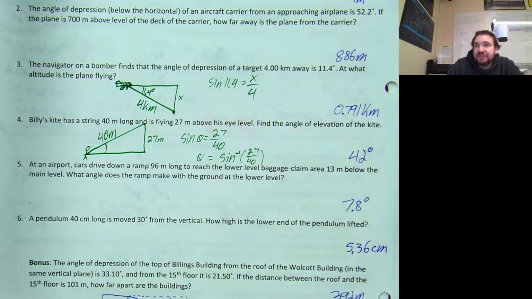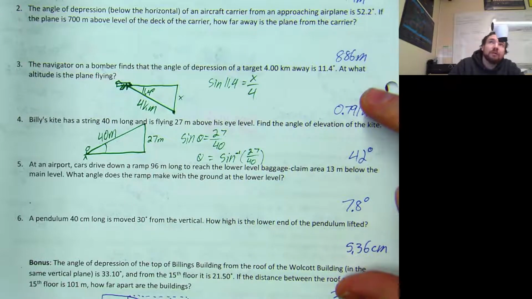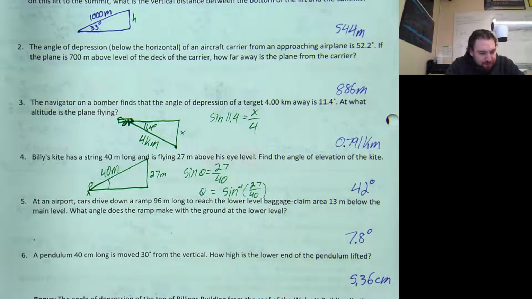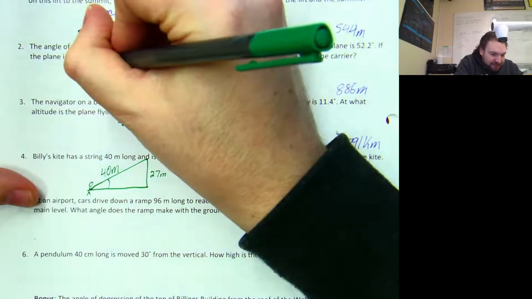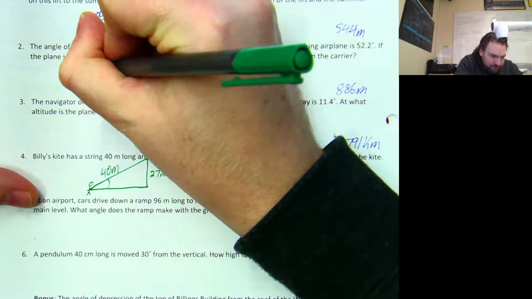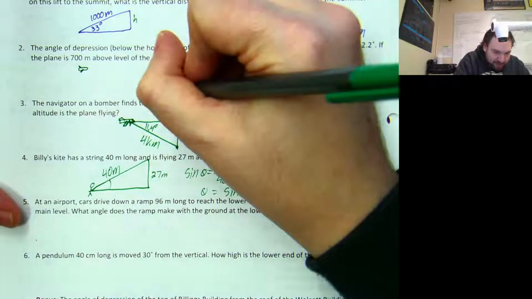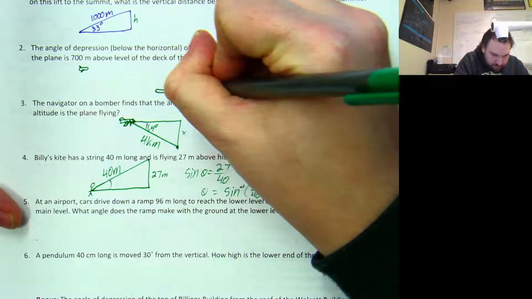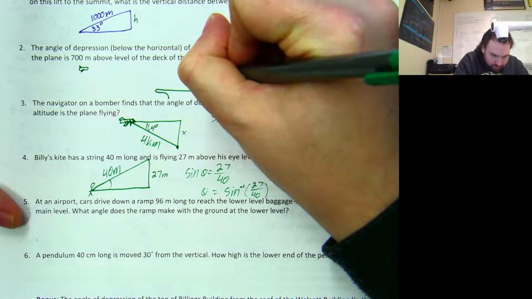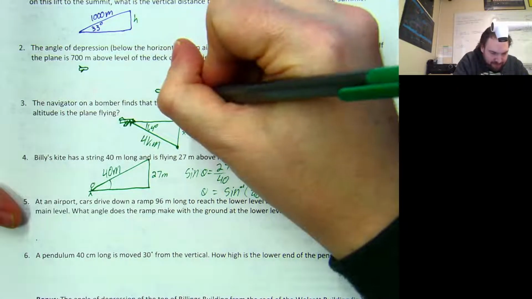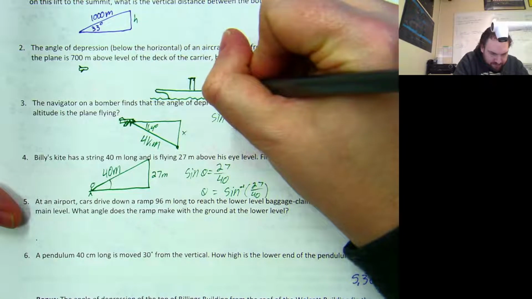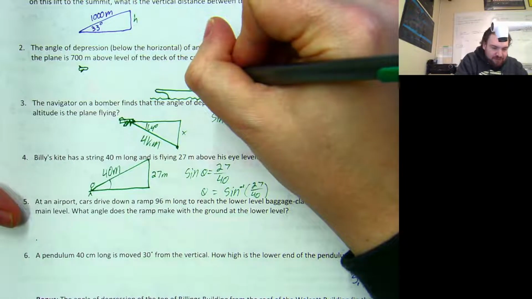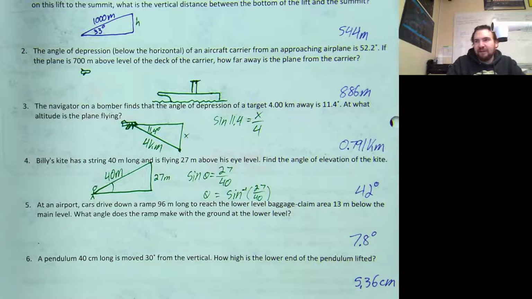Comments, questions, concerns. Anything further? Yes, Eric. Number 2, the angle of depression of an aircraft carrier from an approaching aircraft is 52.2 degrees. So what that means is this. You're in a plane and you're looking down at a boat. Your drawings don't have to be quite as accurate as mine are, but I'm a fan of the Navy. So let's at least make an attempt at drawing an aircraft carrier.